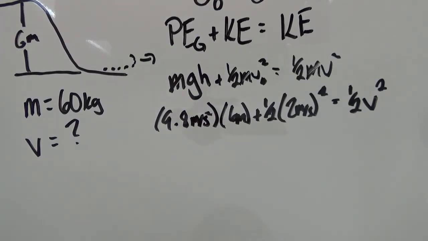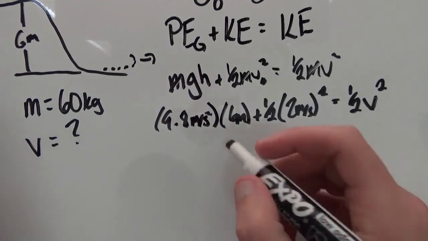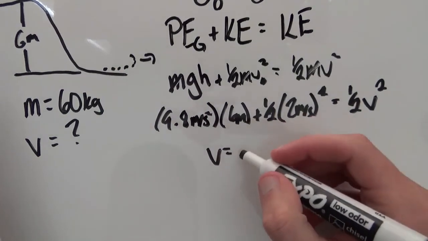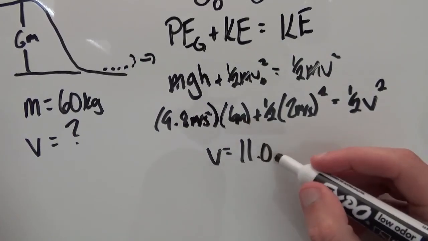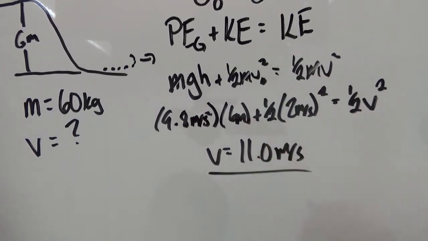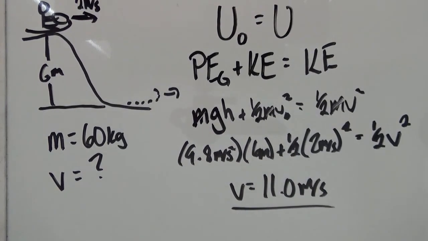Alright, so what I got is that we have a final velocity at the bottom of 11.03, so basically 11.0 meters per second. Lovely. 11 meters per second down here at the bottom. Makes sense. We picked up speed, right? We had some of our potential energy get converted into kinetic energy, so it makes sense we're going faster.